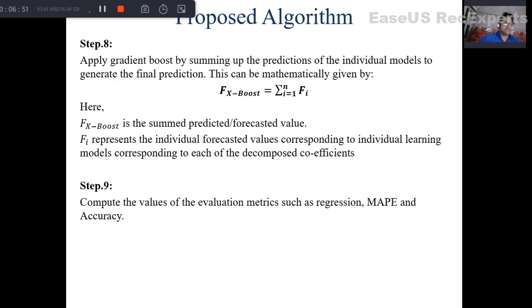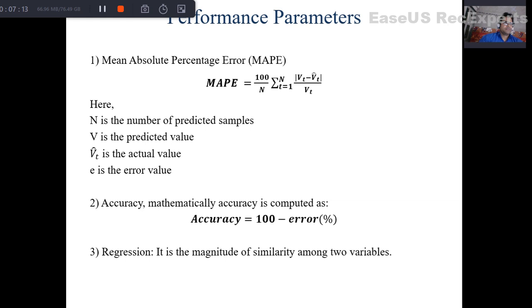Step number 8, after calculating the predicted values of the different detail coefficients, we finally use the gradient boost method. And step number 9, finally we calculate regression, MAPE and accuracy. So these are the basic approaches. Performance parameter: we calculate mean absolute percentage error, MAPE, with this formula. After that we calculate accuracy.